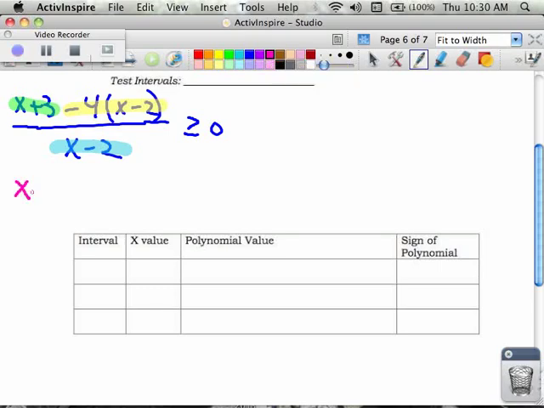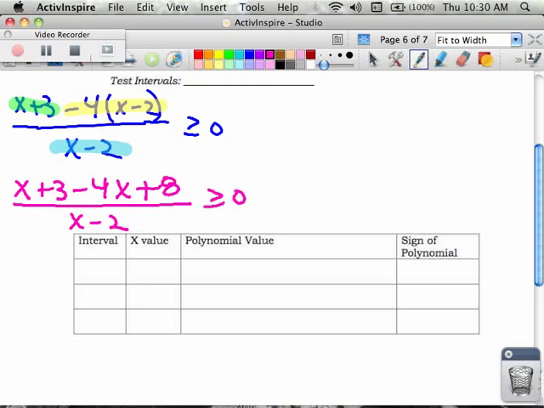I have x plus 3 minus 4x plus 8 all over x minus 2 is greater than or equal to 0. If I simplify that, it looks like I have negative 3x plus 11 all over x minus 2 is bigger than or equal to 0.